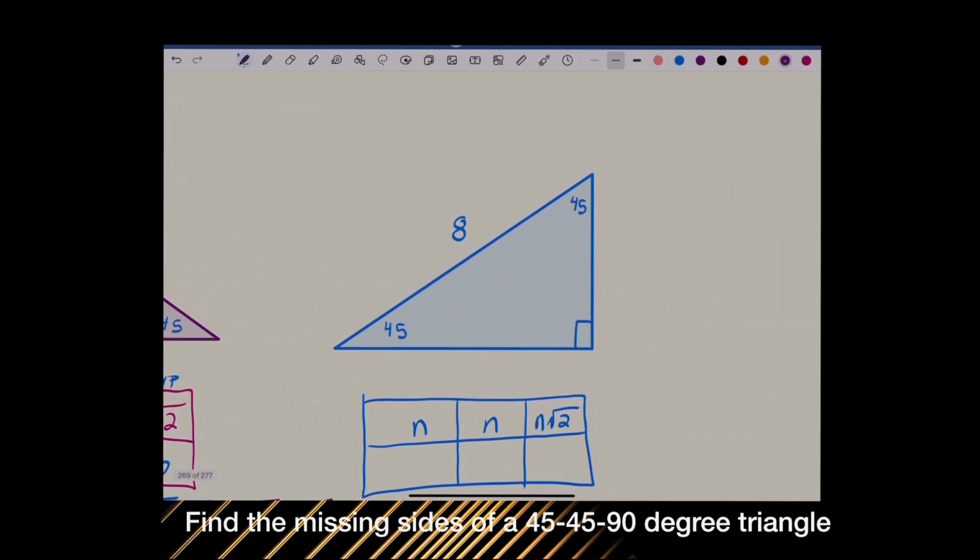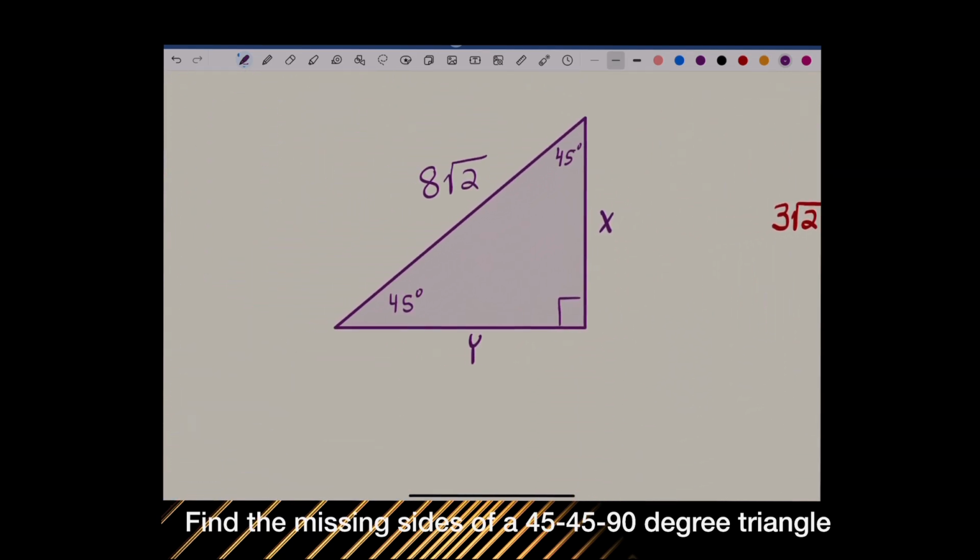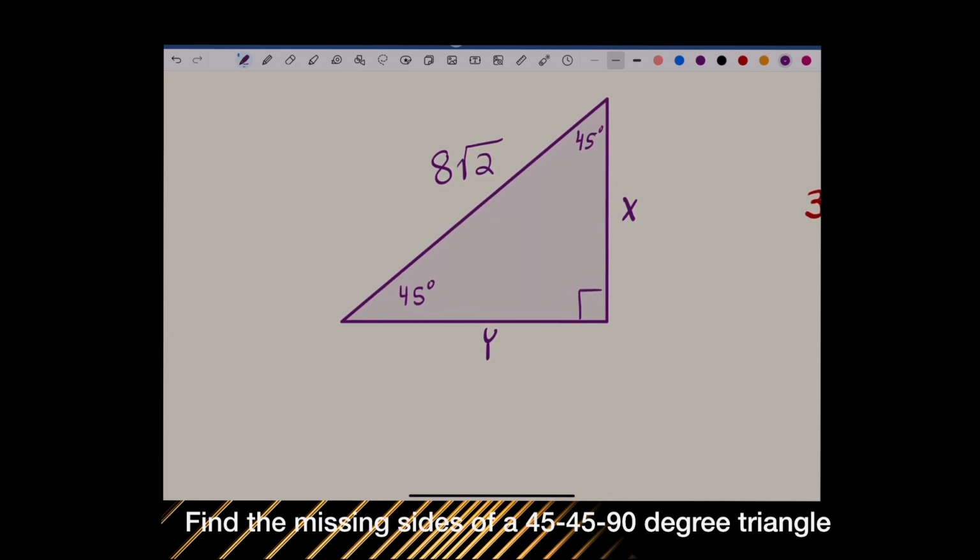When it's not a whole number anymore, like this one, it becomes a little bit more difficult to do. And this is why I like to do the table. Because if we set up the table, we can solve for n by setting it equal to each other.